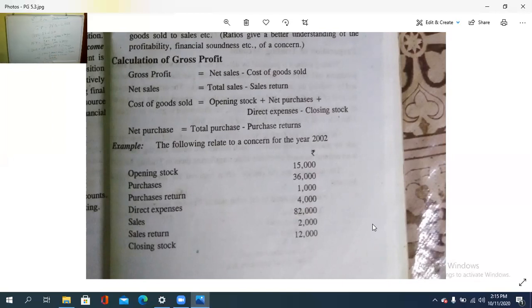Then we apply this to the formula. GP is equal to NS minus COGS. NS is net sales 80,000 and COGS is 42,000. So therefore GP is equal to how much? 80,000 minus 42,000. Okay, how much is it?